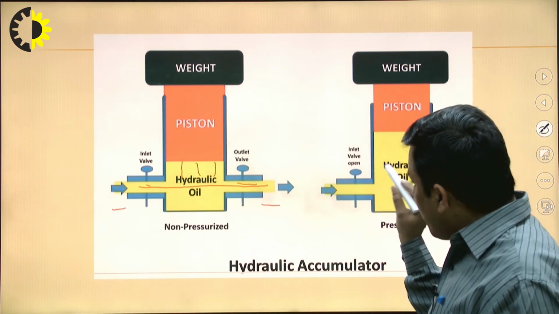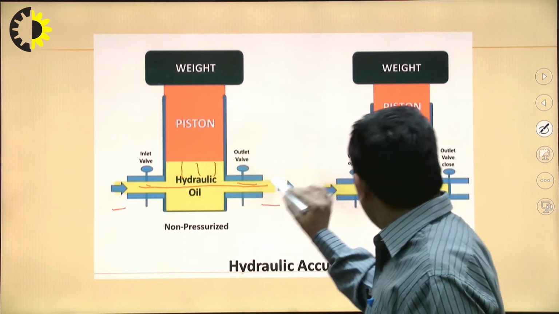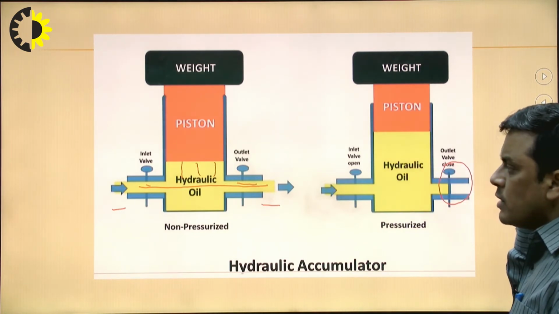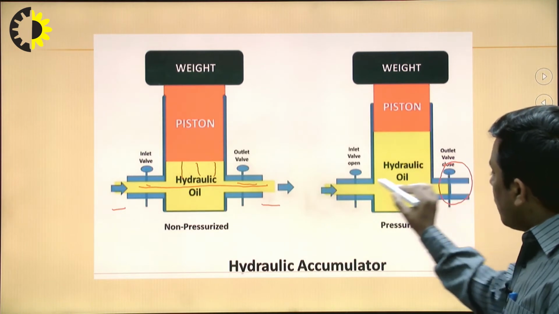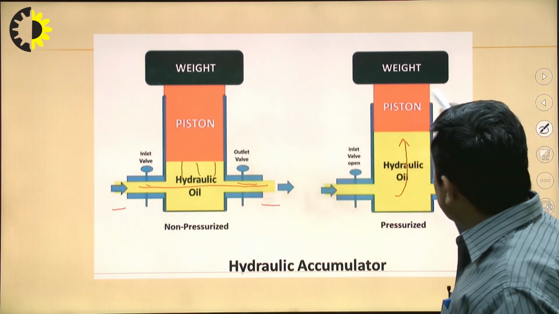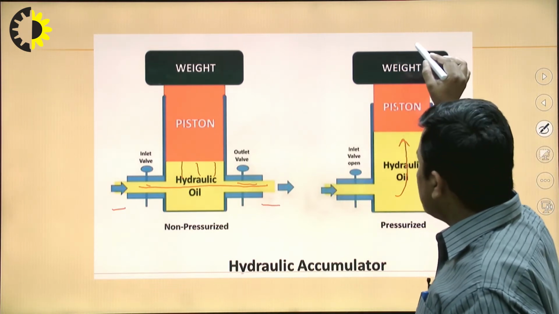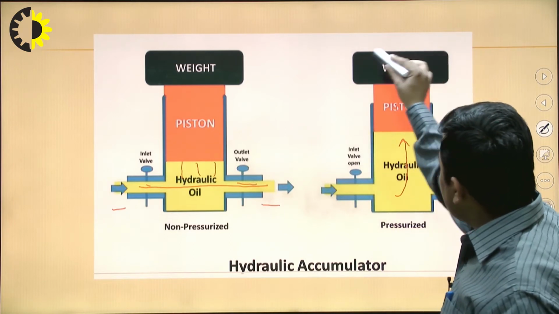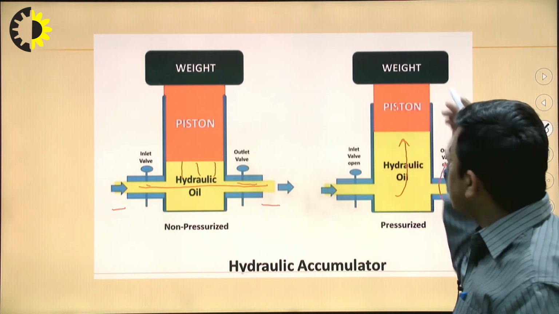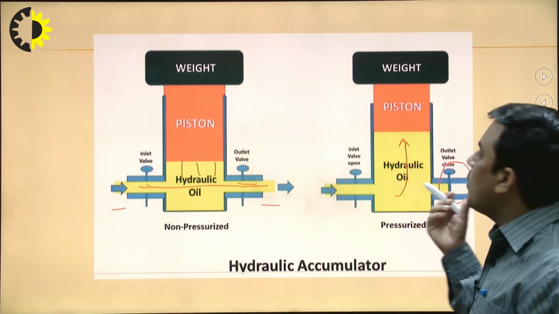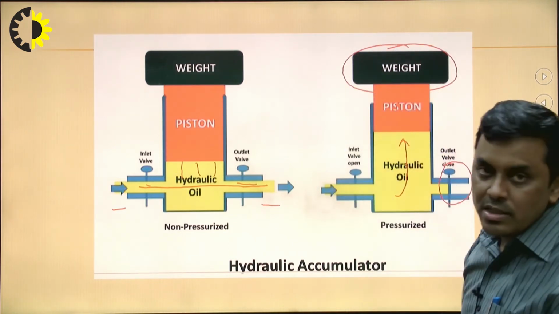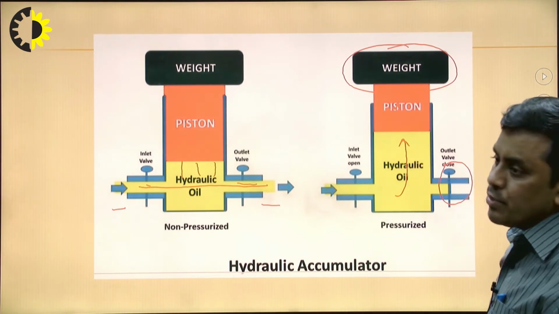But whenever this outlet valve is closed, what will happen? Where will this fluid go? This fluid will go upward, and along with this fluid, this ram or piston will also move upward, and this weight is opposing. So as much as it is moving up, by the law of potential energy, it is storing a certain amount of energy in the form of the rise of the weight. And this rise of the weight is happening due to the fluid pressure.